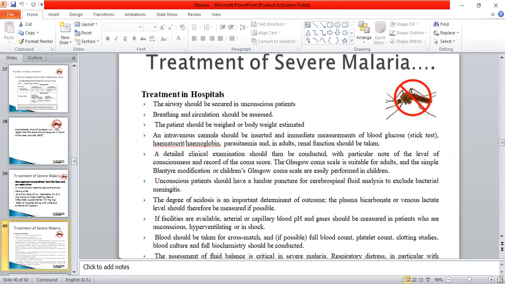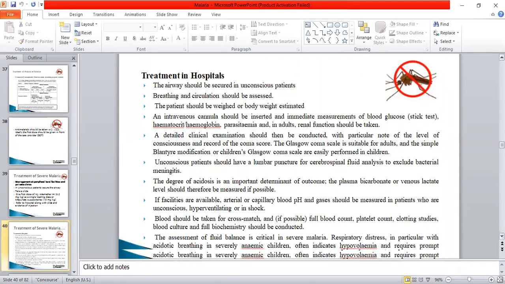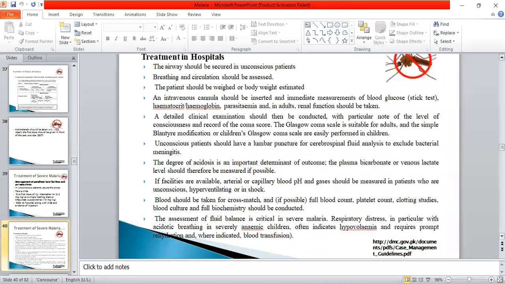The degree of acidosis is an important determinant of outcome. If facilities are available, arterial or capillary blood pH and gases should be measured in patients who are unconscious or hyperventilating. Blood should also be taken for cross match. The assessment of fluid balance is critical in severe malaria. Respiratory distress, in particular with acidotic breathing in severely anemic children, often indicates hypovolemia and requires prompt rehydration and, where indicated, blood transfusion.